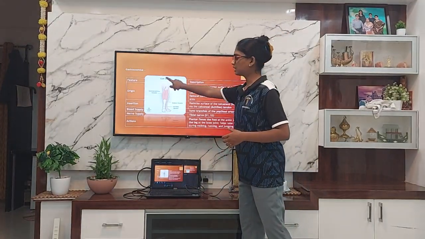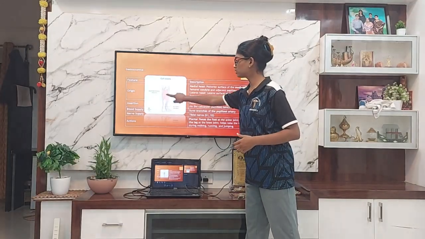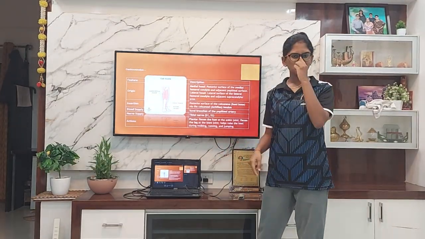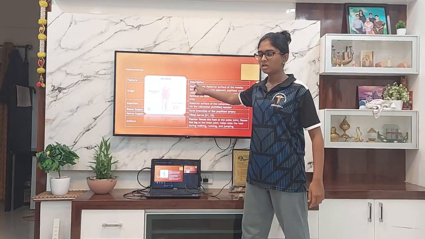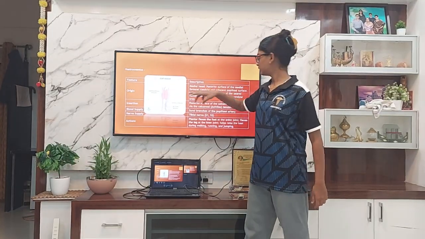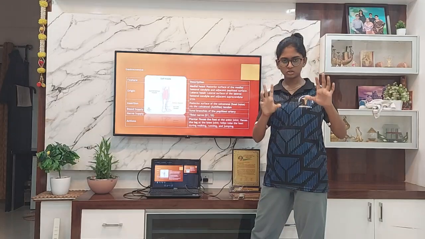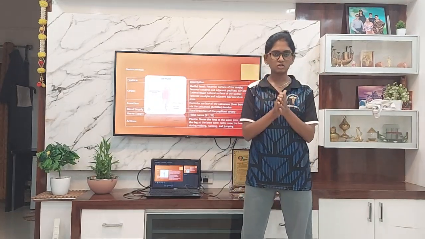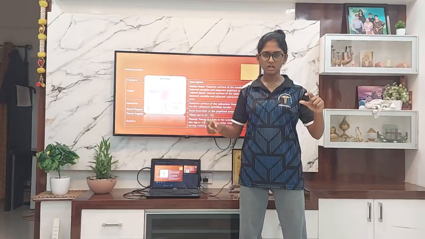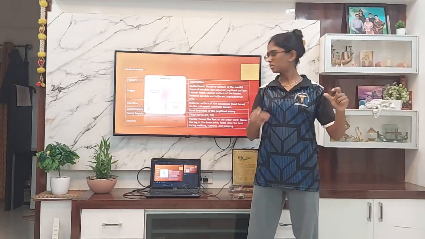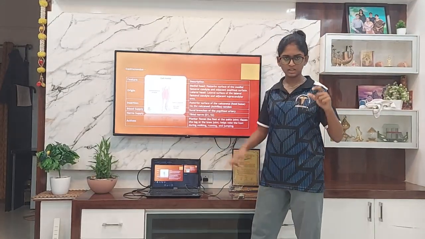Next muscle is gastrocnemius. You can see here the gastrocnemius muscles. The origin of the gastrocnemius muscle is for sure above the knee. First of all, gastrocnemius has two parts, that is the lateral head and the medial head. First I'll explain about the medial head.